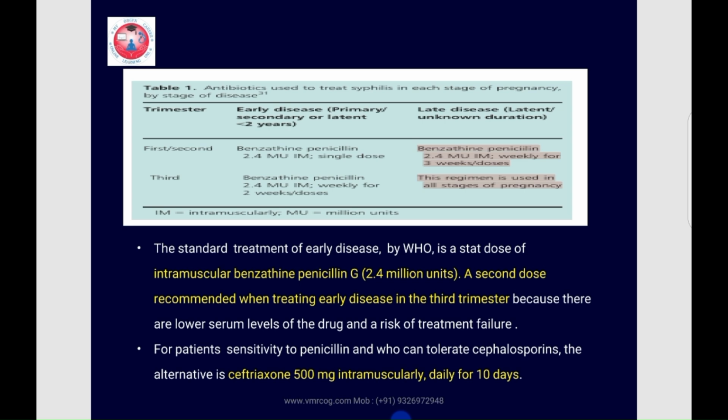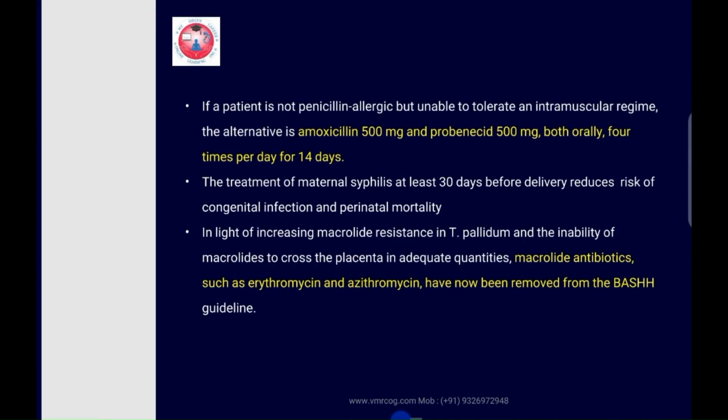Okay, then what is the drug of choice? If the patient can tolerate cephalosporin, in that case we can use ceftriaxone 500 milligram intramuscularly for 10 days. So the drug of choice is ceftriaxone if the patient is sensitive to penicillin but tolerating cephalosporin. If the patient is not tolerating the cephalosporin also and is sensitive to penicillin, in that particular case we have to go for desensitization.